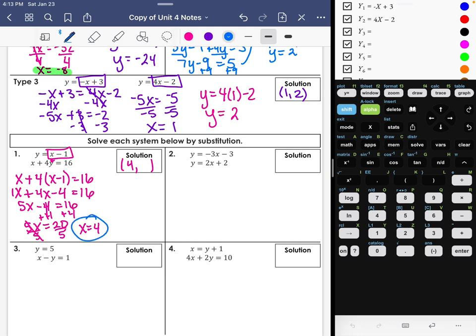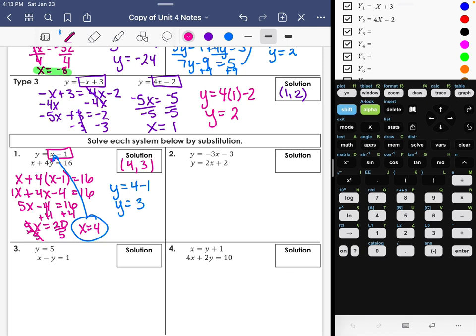Then I'm going to take the 4 and substitute it back into this smaller problem. I'm using the smaller one because y is already by itself. So that means that when I write this down, I'm going to have 4 minus 1. And so I don't have to do any rearranging. All I have to do is 4 minus 1. 4 minus 1 is 3. So that means my solution is 4, 3.